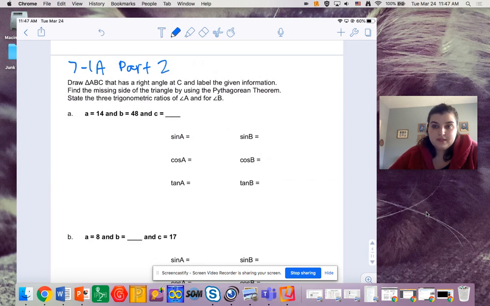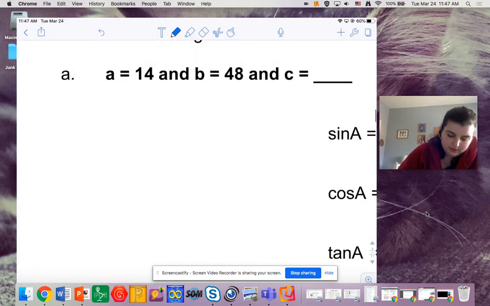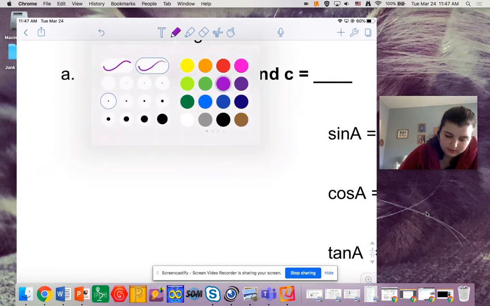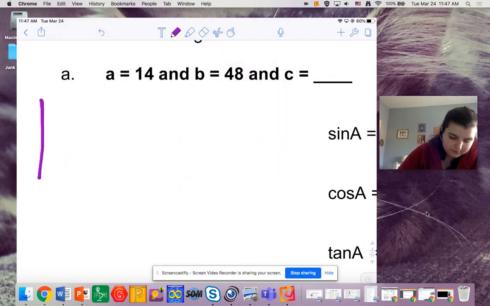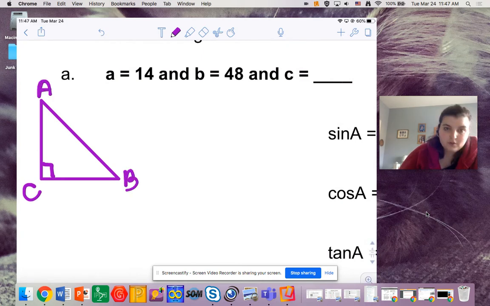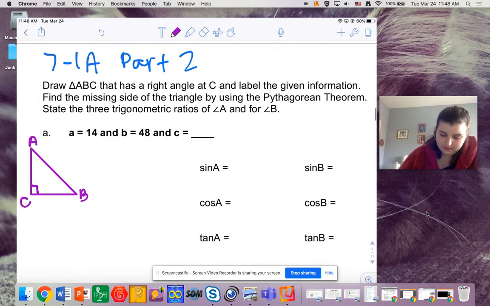All right, 7-1, part 2. So here's just some more practice. It says draw a triangle ABC that has a right angle at C. So I'm going to go ahead and draw that in. I'm going to draw it kind of little. Right angle at C, so it doesn't really matter where A and B go. Okay. And label the given information.